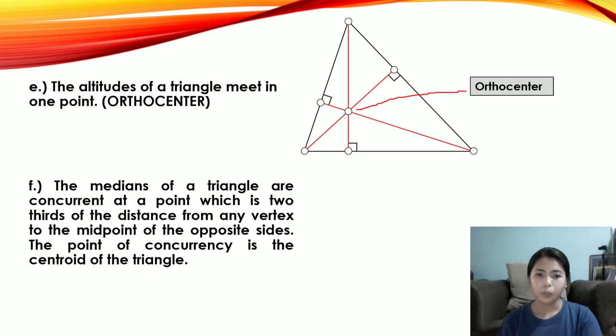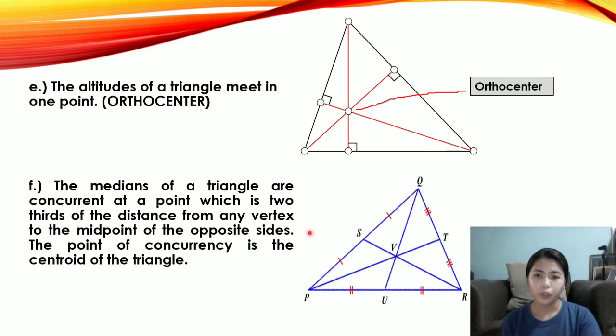Letter F. The medians of a triangle are concurrent at a point which is two-thirds of the distance from any vertex to the midpoint of the opposite side. The point of concurrency is the centroid of the triangle. So the centroid of a triangle is the point where the three medians coincide. So the centroid theorem states that the centroid is two-thirds of the distance from each vertex to the midpoint of the opposite side.